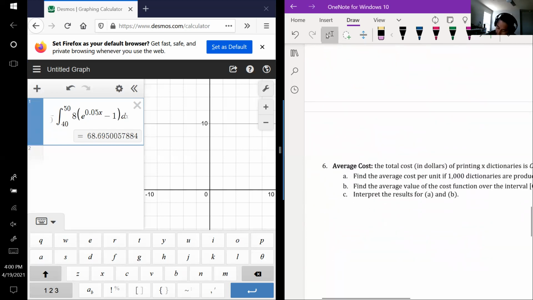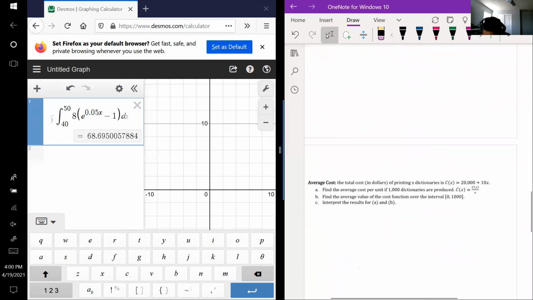Last one. So the total cost in dollars of printing x dictionaries is C of x equals 20,000 plus 10x. A, find the average cost per unit if 1,000 dictionaries are produced. There's the average cost formula. B, find the average value of the cost function over the interval 0 to 1,000 and interpret the results.